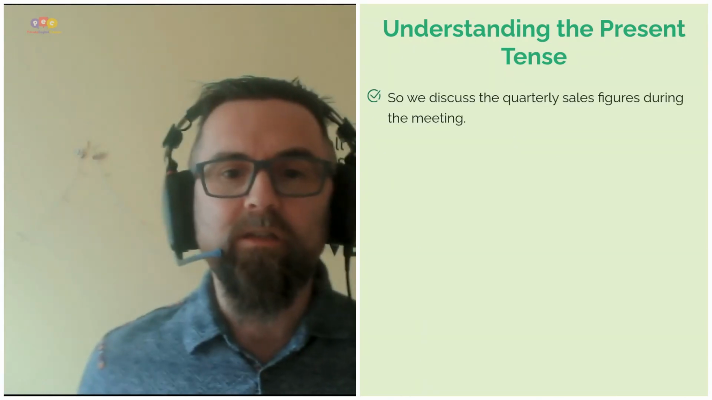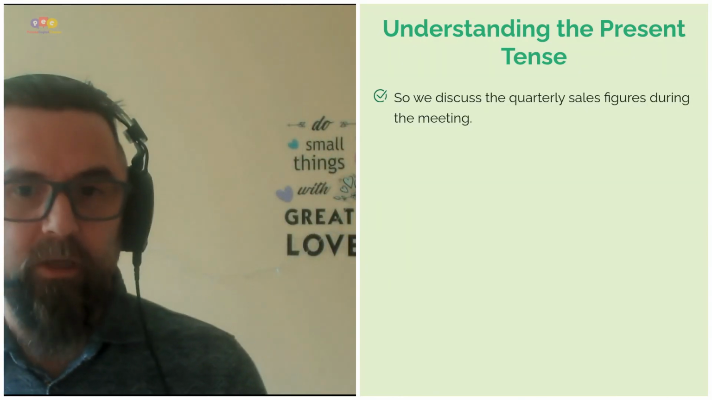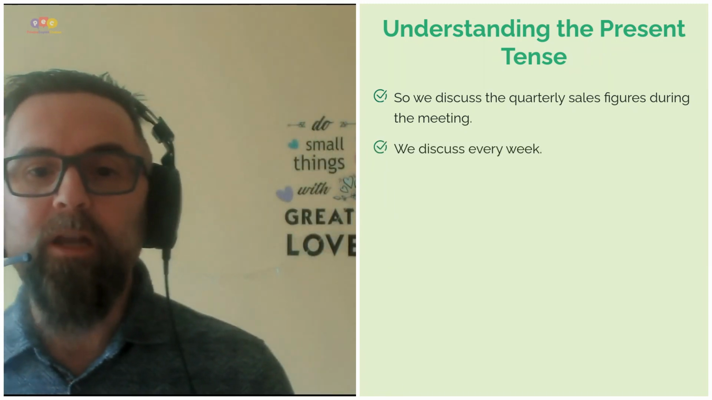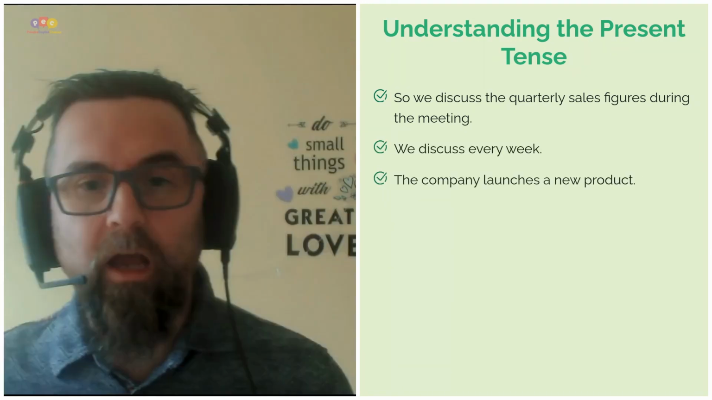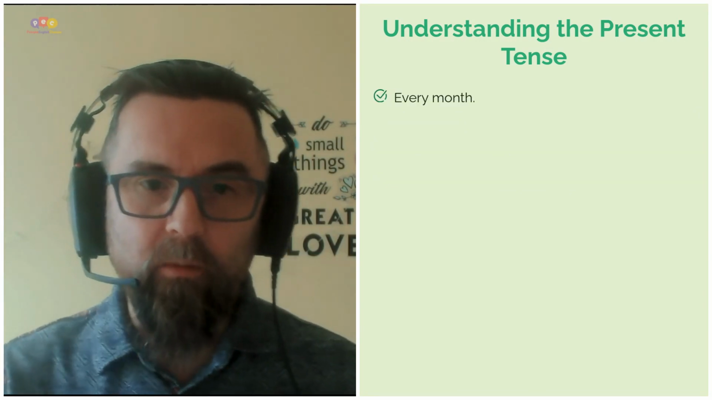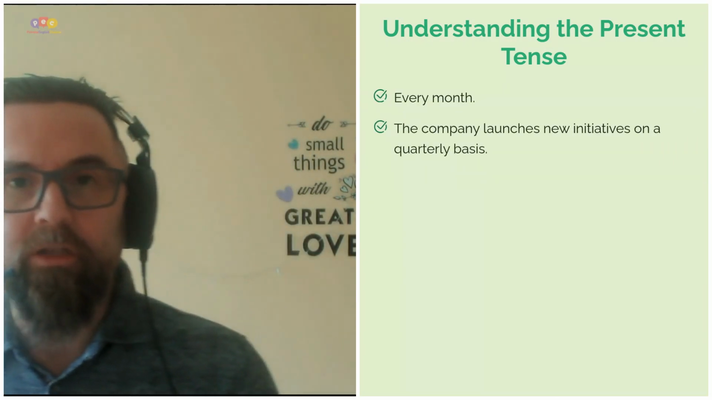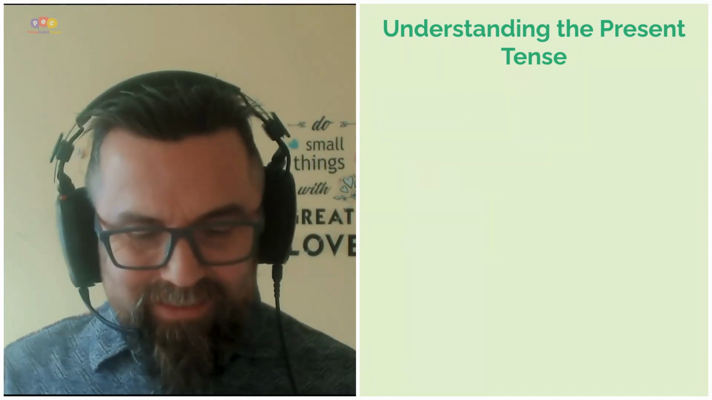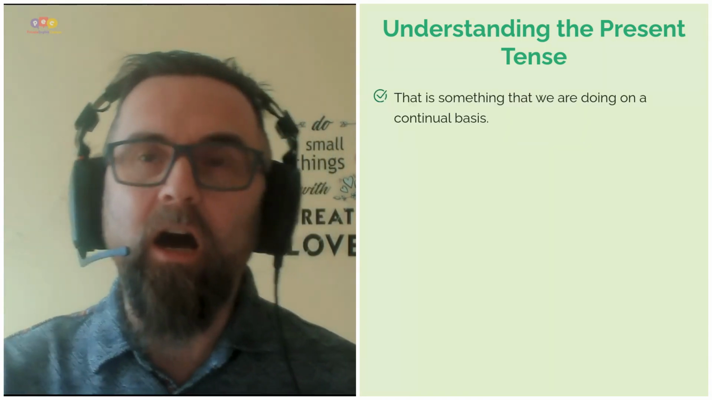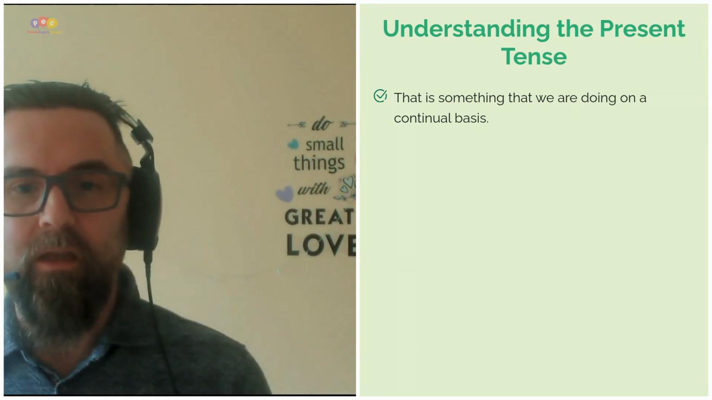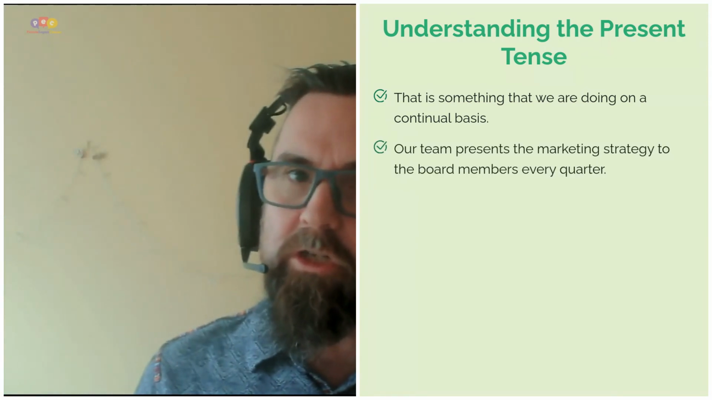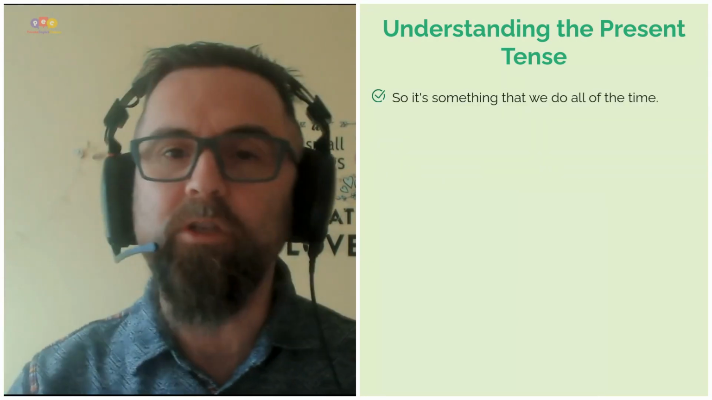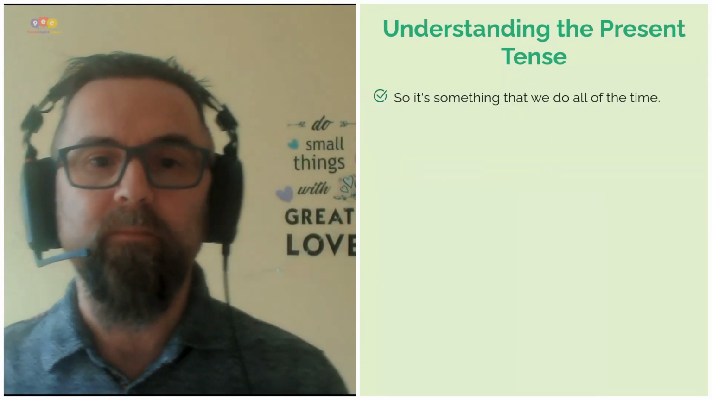So we discuss the quarterly sales figures during the meeting. Okay, we discuss, every week. The company launches a new product every month. Okay, the company launches new initiatives on a quarterly basis. Now, that is something that we are doing on a continual basis. Our team presents the marketing strategy to the board members every quarter. Okay, so it's something that we do all of the time.